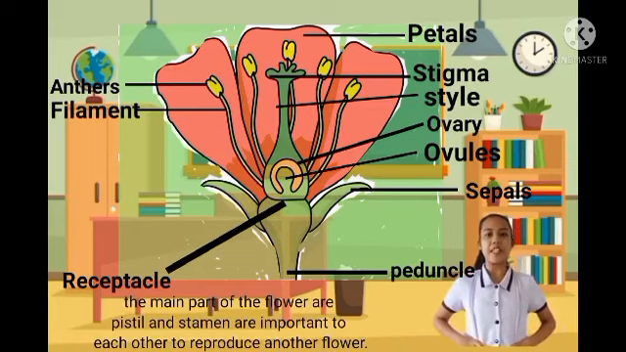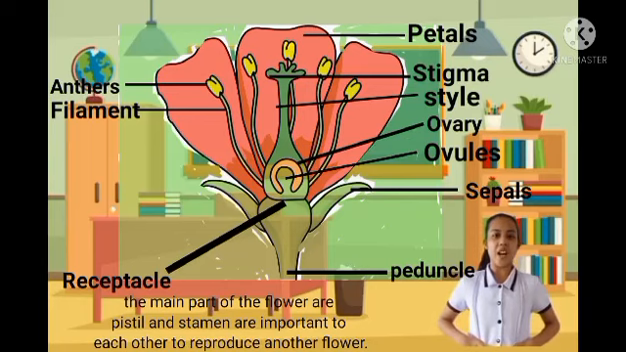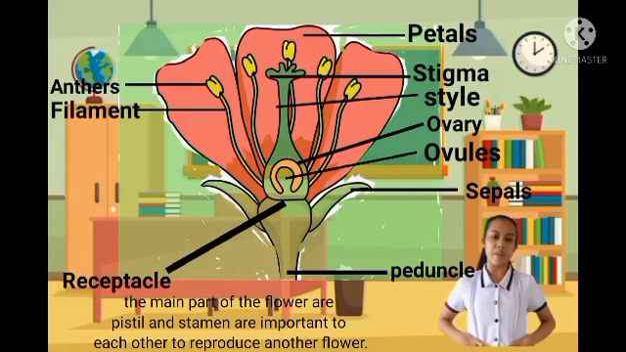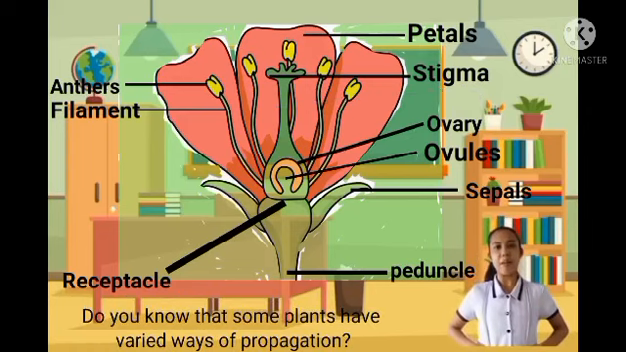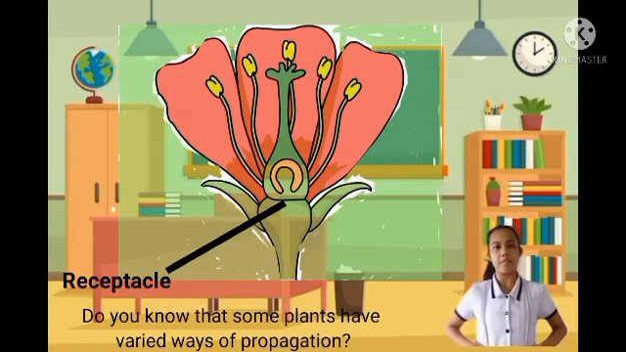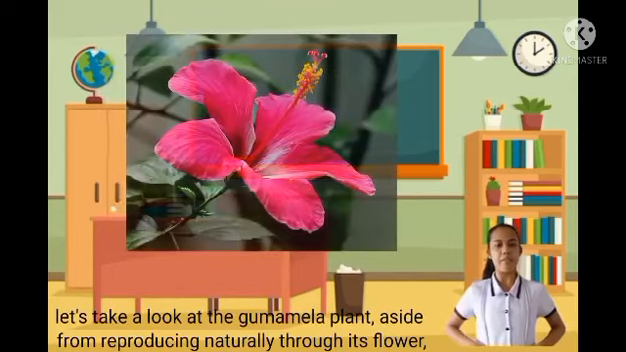The main parts of the flower, the pistil and stamen, are important to each other to reproduce another flower. Do you know that some plants have varied ways of propagation? Let's take a look at the gumamela plant.